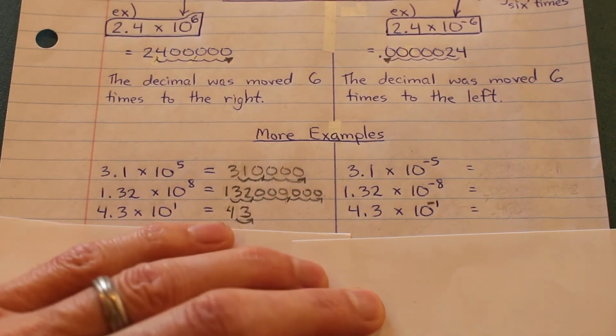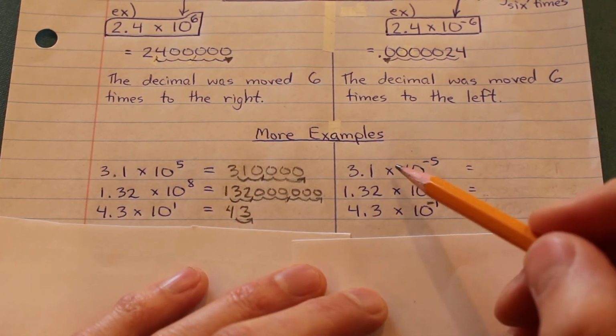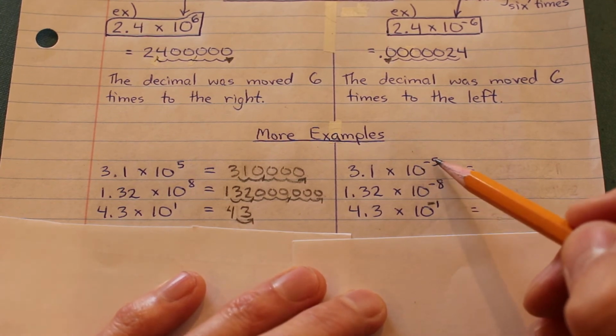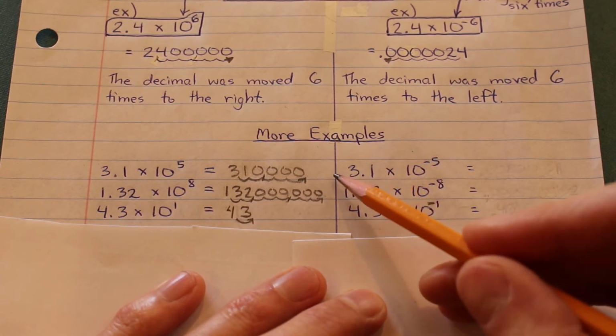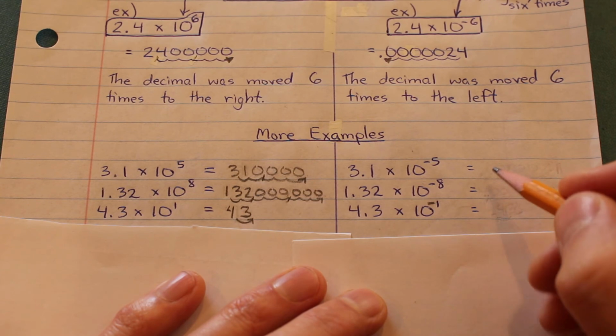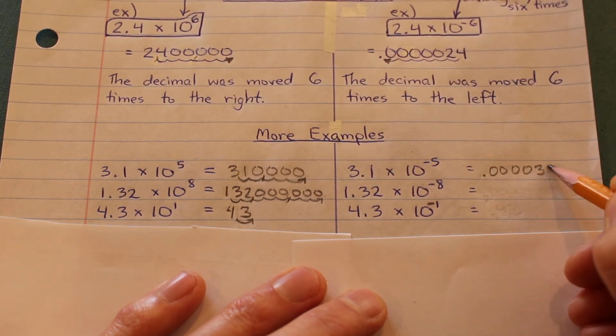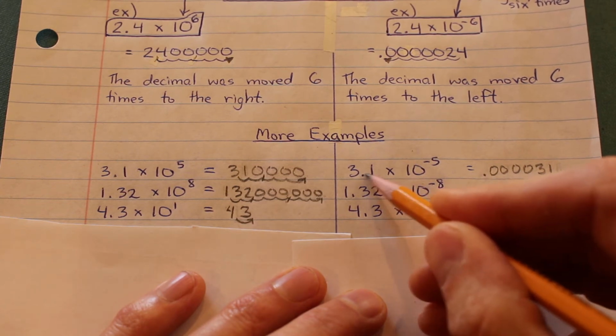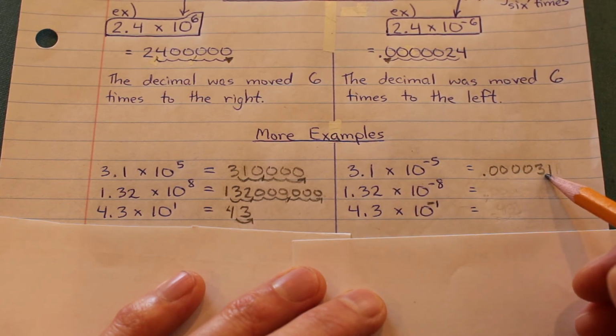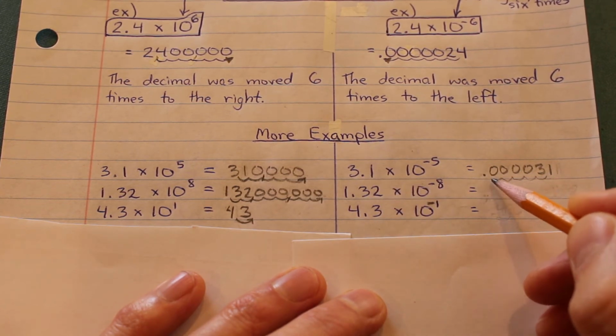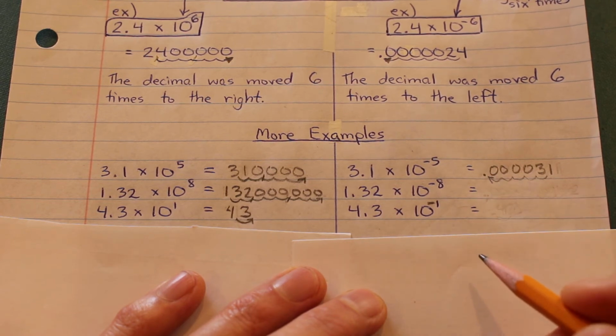On the right side here, remember this means we're dividing by 10 5 times. So we're moving the decimal to the left 5 times. Now when we move the decimal to the left, it'll look like that because the decimal was between 3 and 1, and then we move it 1, 2, 3, 4, 5 times to the left. That's how we get that.